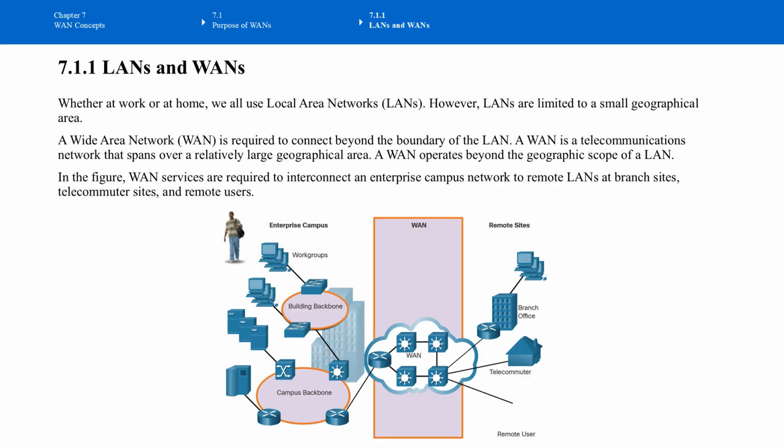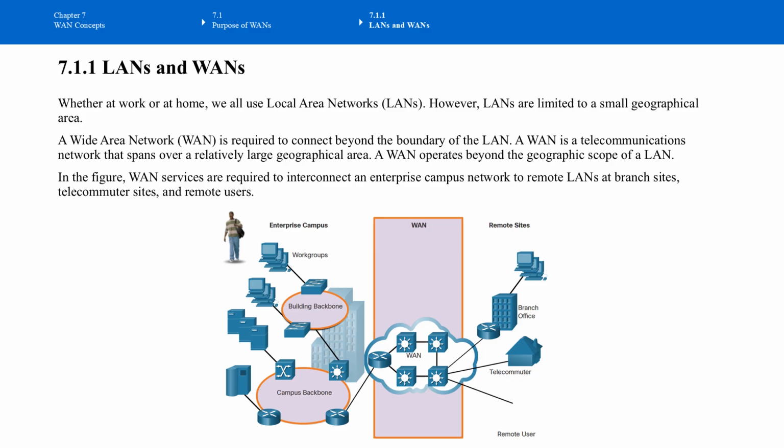Now let's move to 7.1, the purpose of WANs. Whether at work or at home, we all use local area networks, the LANs. However, LANs are limited to a small geographical area. A wide area network, the WAN, is required to connect beyond the boundary of the LAN. A WAN is a telecommunication network that spans a relatively large geographical area. A WAN operates beyond the geographic scope of a LAN.